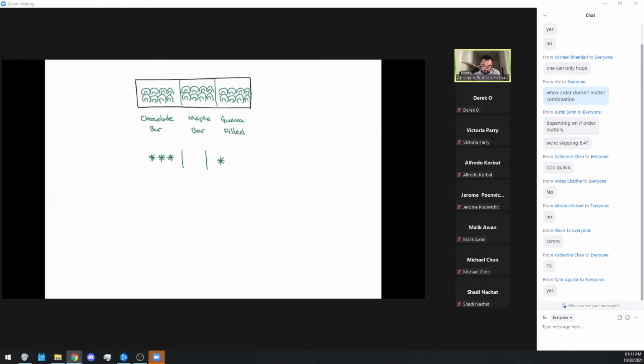Okay, but now let's suppose you could have done this instead. You could have selected 4 guava. Then you have that type of picture. So what is this saying? Just in case you don't understand this, no chocolate bars were selected, no maple bars were selected, only the guava fills were selected. 4 of them. So that's that scenario.